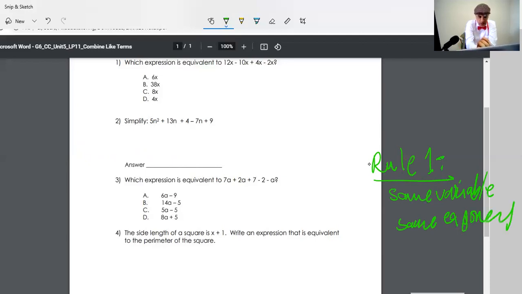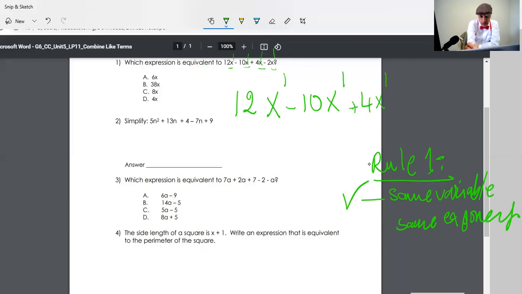So I'm gonna look here. The variables on all of these is x, x, x, x. They all have the same variable. Check. Do they have all the same exponent? What is no number on top of the x? We know that as 1, 1, 1, 1. So they all have 1. I'll write it bigger. So 12x, nothing there means it's a 1. 10x, nothing there is a 1. 4x, nothing there is a 1. Minus 2x, nothing there is a 1. Okay, so let's look how we combine them.